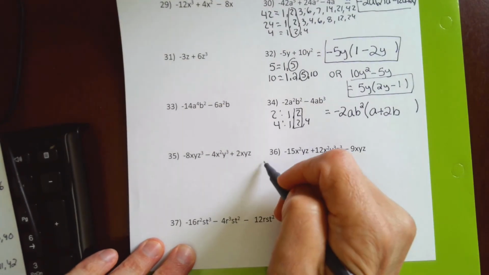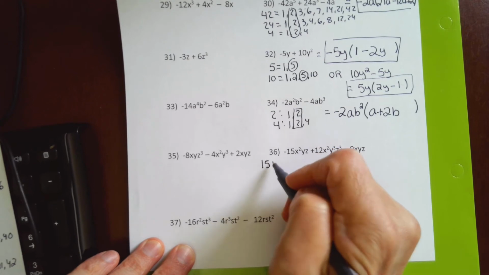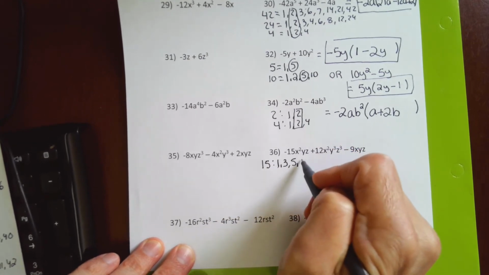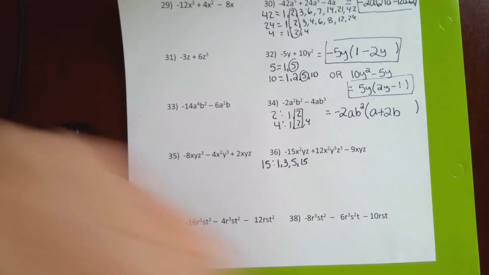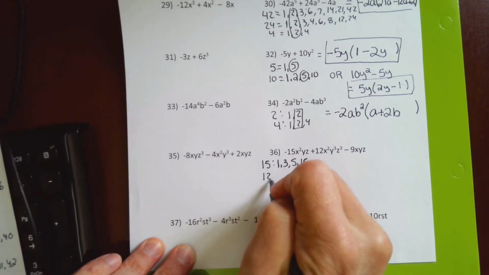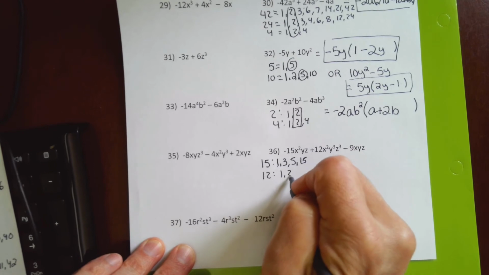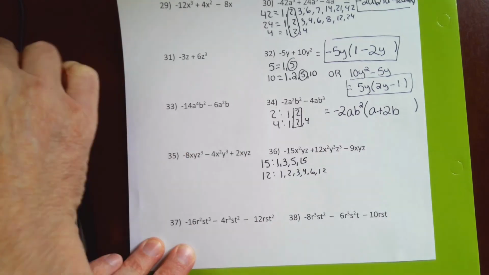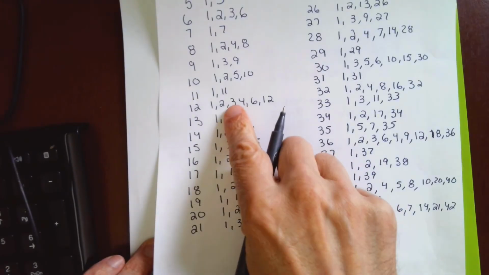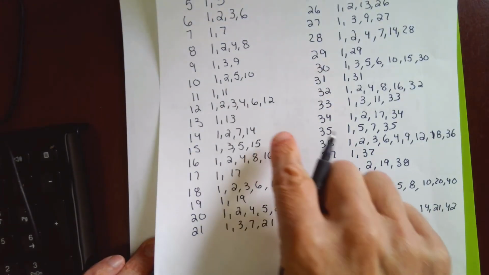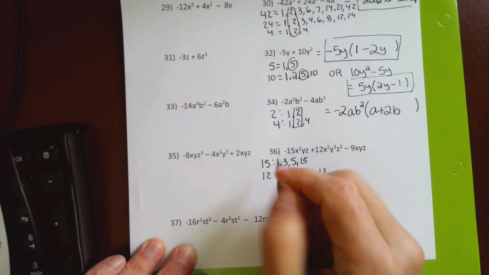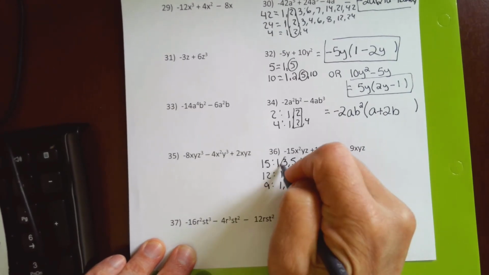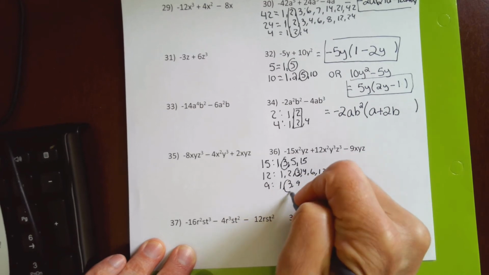For 36, I'll look at the numbers 15. The factors of 15 are 1, 3, 5, and 15. I have the sheet in front of me. The factors of 12 are 1, 2, 3, 4, 6, and 12. You can see them here if you need. And the factors of 15 are there. And the factors of 9 are 1, 3, and 9. The biggest common factor is 3.